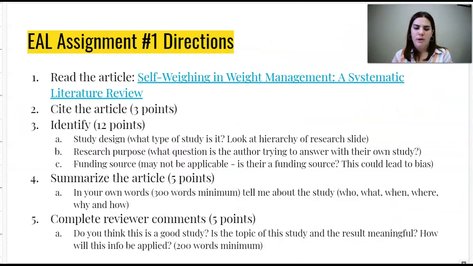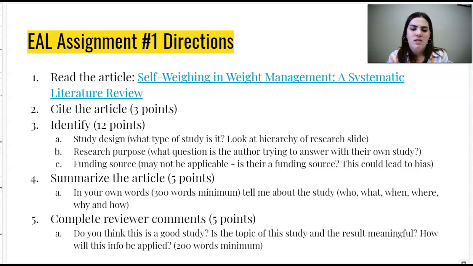For the research purpose, I want you to tell me what is the question that the author is trying to answer with their own study. And then you're going to identify the funding source. It may not be applicable, there may not be a funding source, but it's important to be able to identify whether or not there is one, and if there is one, then who is it?